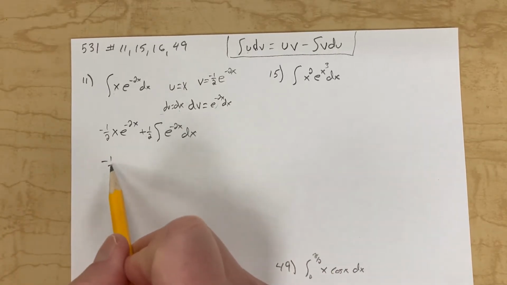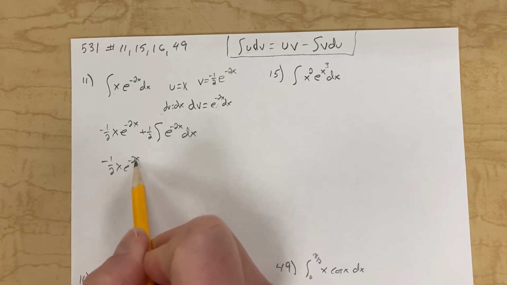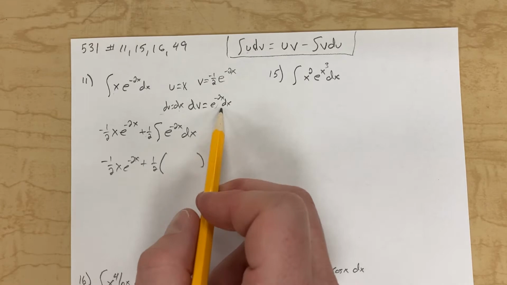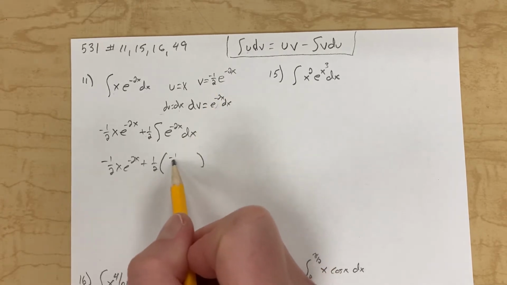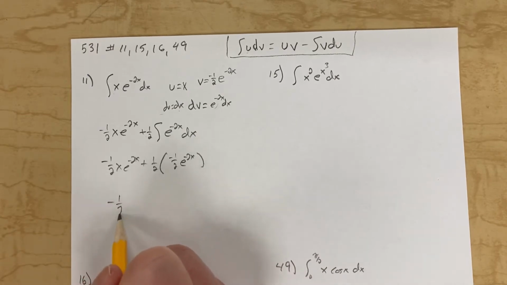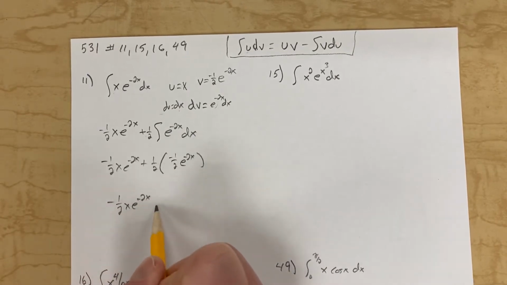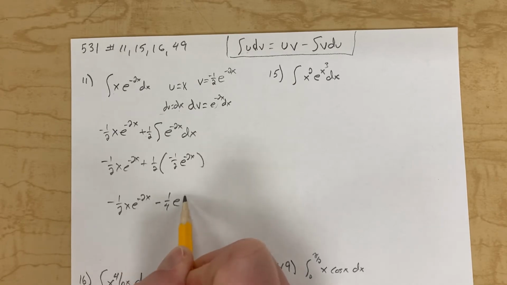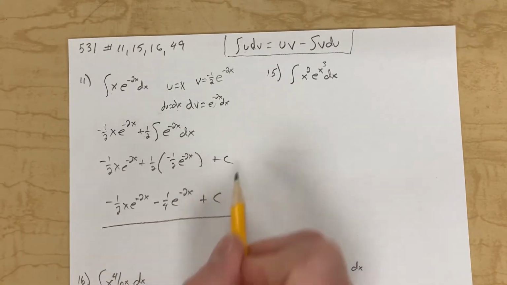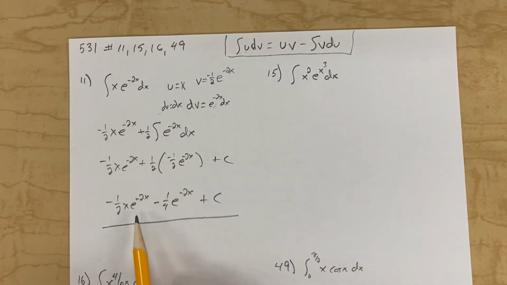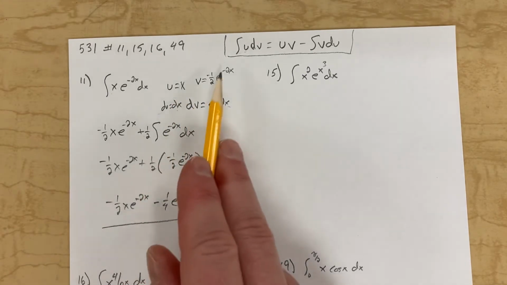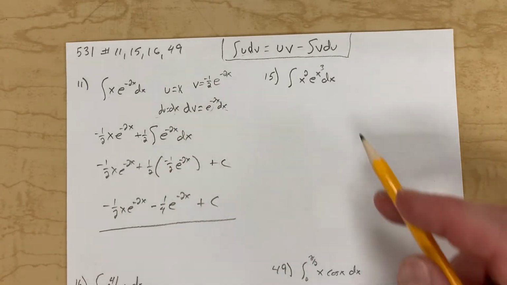And then I'll have negative 1/2 x e to the negative 2x plus 1/2 times the integral of this, which we already did. That was this right here, this negative 1/2 e to the negative 2x. And then if I just go ahead and multiply, I end up with negative 1/4 e to the negative 2x plus c. Should have plus c right there. Okay. And there's our answer. So we have to pick the right u and dv and then kind of walk through it that way.